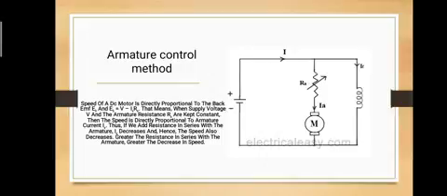Armature control method. Speed of a DC motor is directly proportional to the back EMF Eb, and Eb equals V minus Ia Ra. That means when supply voltage V and the armature resistance Ra are kept constant, then the speed is directly proportional to armature current Ia. Thus, if we add resistance in series with the armature, Ia decreases and hence the speed also decreases. Greater the resistance in series with the armature, greater the decrease in speed.